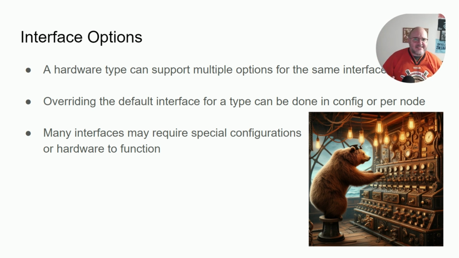So with these interfaces, a given hardware type can support multiple options for the same interface. And when you override the default interface for a type, you can do that in configuration or per node. So you don't necessarily have to have the same interface for every node in your cluster. But like I alluded to before, if you're picking an interface, you need to be certain that your hardware is going to support that. And you can try it on one node just to make sure, or that you've got any configuration that we document as required in place for that.